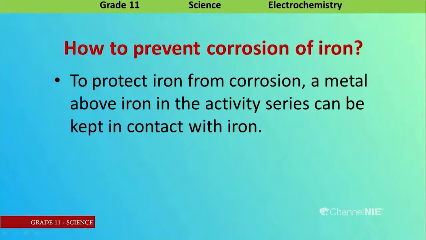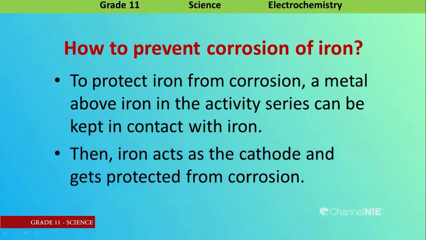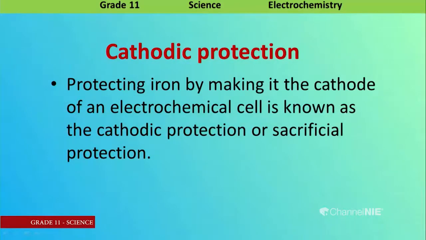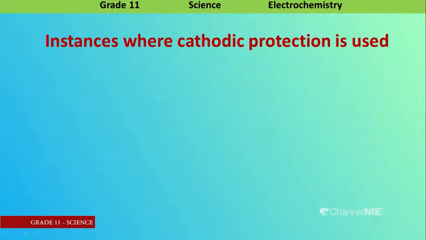Children, to protect iron from corrosion, a metal above it in the activity series, like zinc or aluminium, can be kept in contact with iron. Then what will happen? Iron acts as the cathode and gets protected from corrosion. This is called cathodic protection. Protecting iron by making it the cathode of an electrochemical cell is known as cathodic protection or sacrificial protection.